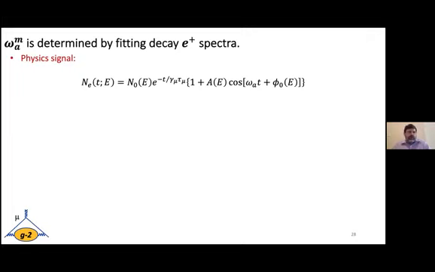To determine the measured anomalous precession frequency, the physical signal is described by what we call the 5-parameter function. It contains a normalization term and what we call the asymmetry term, which is basically the amplitude of the modulation with respect to the anomalous precession frequency, which is what we want to determine. And then there's the corresponding g-2 phase. As I mentioned before, the parameters of this function depend on the energy cut we apply to the decay positron spectra.